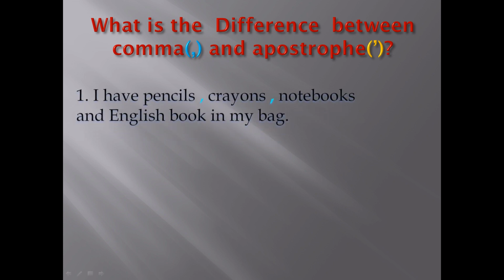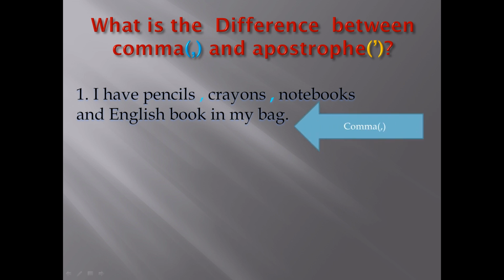So, as you remember, kids, we talked before in our previous grammar lesson about the comma, and we said that the comma, here in this sentence or in any other sentence, we use it to separate the list of words in the sentence. Please help me to read the first sentence here. I have pencils, crayons, notebooks and English book in my bag. Here, this blue punctuation mark is called a comma, and I put it down to separate the list of the words in the first sentence. So it's called comma, as you remember. All of you know it.